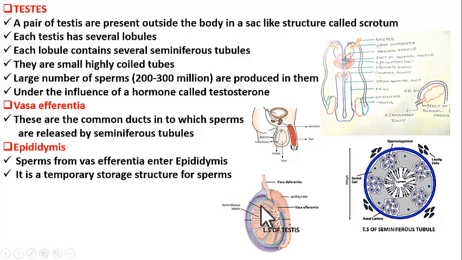So sperms produced inside seminiferous tubules are collected by these Vasa efferentia and are given to epididymis. Understood? So these are the common ducts into which sperms are released by seminiferous tubules. Now epididymis. Epididymis is this projected part, which is attached to the testis itself.